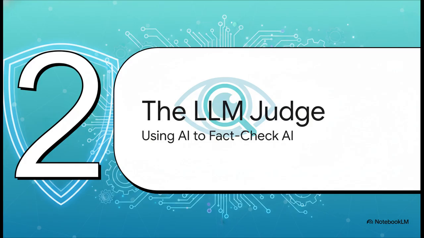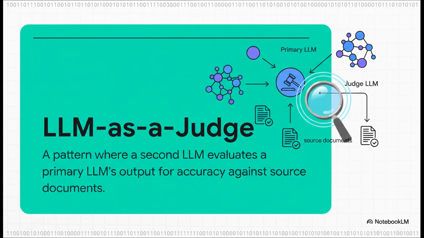Well, the solution is as simple as it is brilliant. We're going to use another AI to act as a fact checker. Let's see exactly how that works. The concept has a name. It's called LLM as a Judge.